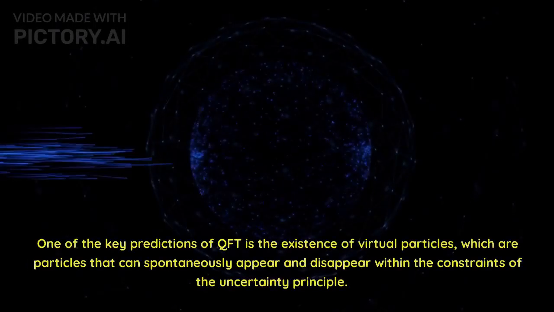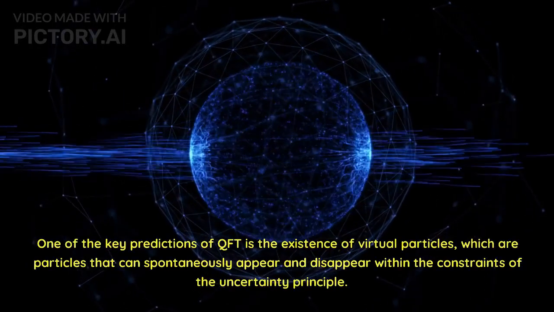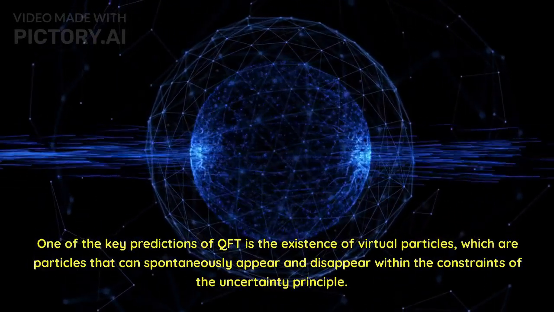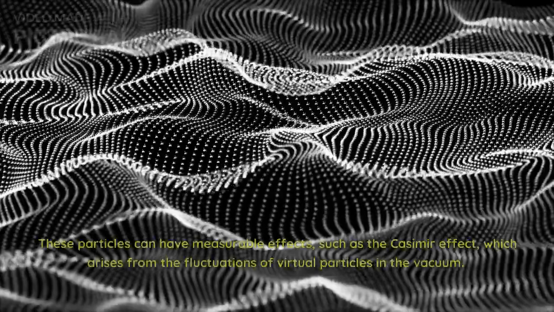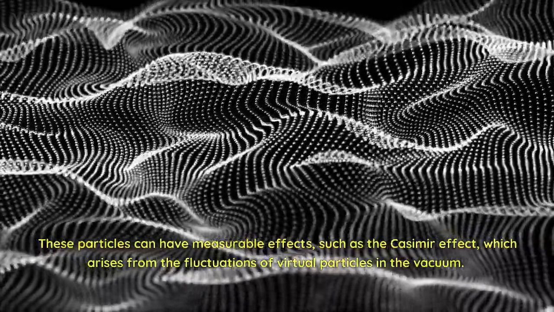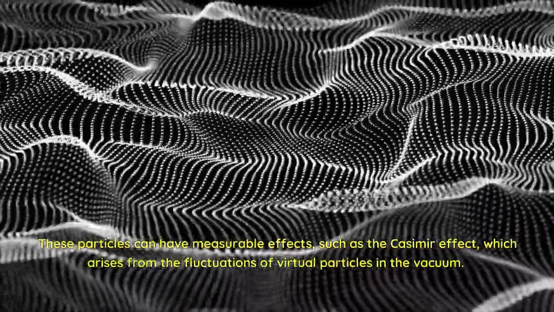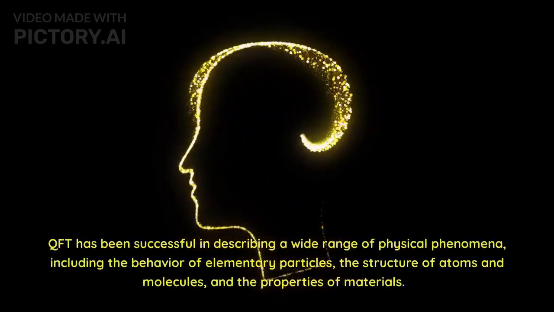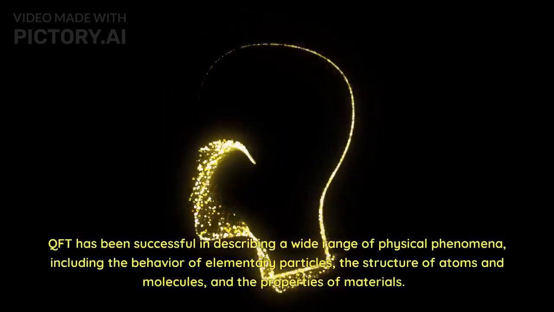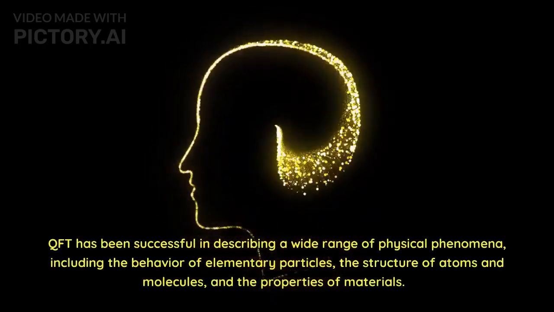One of the key predictions of QFT is the existence of virtual particles, which are particles that can spontaneously appear and disappear within the constraints of the uncertainty principle. These particles can have measurable effects, such as the Casimir effect, which arises from the fluctuations of virtual particles in the vacuum.